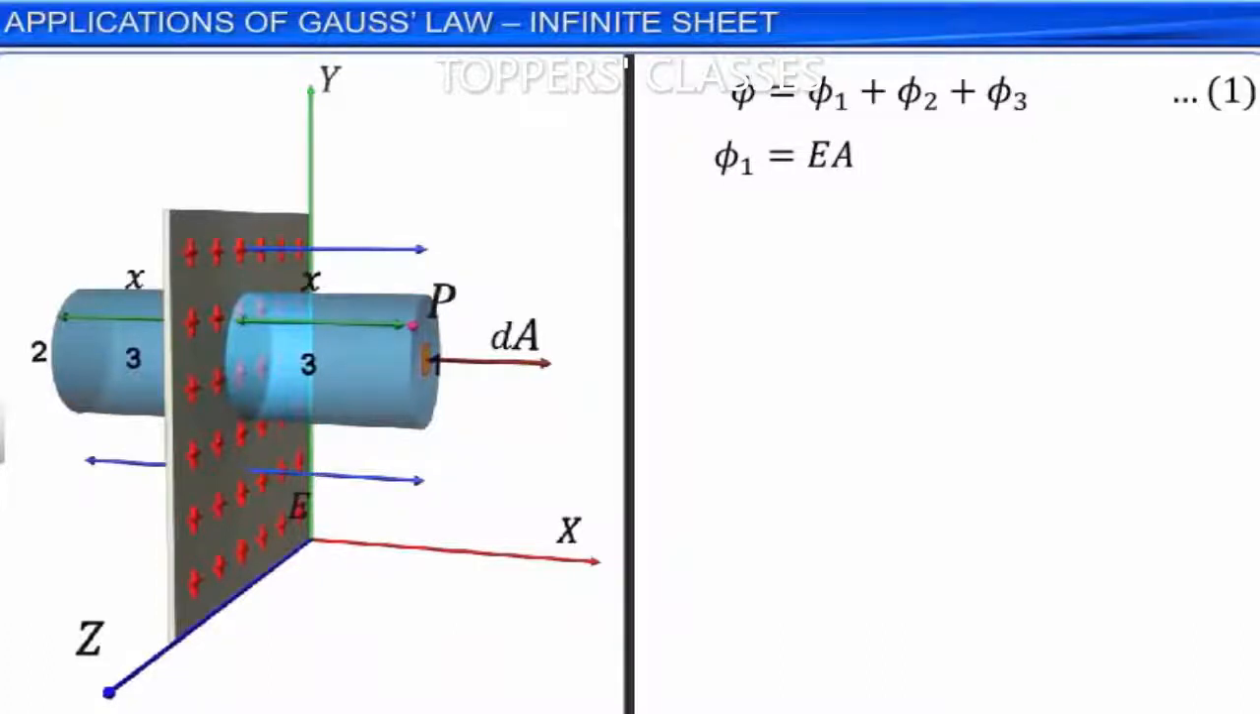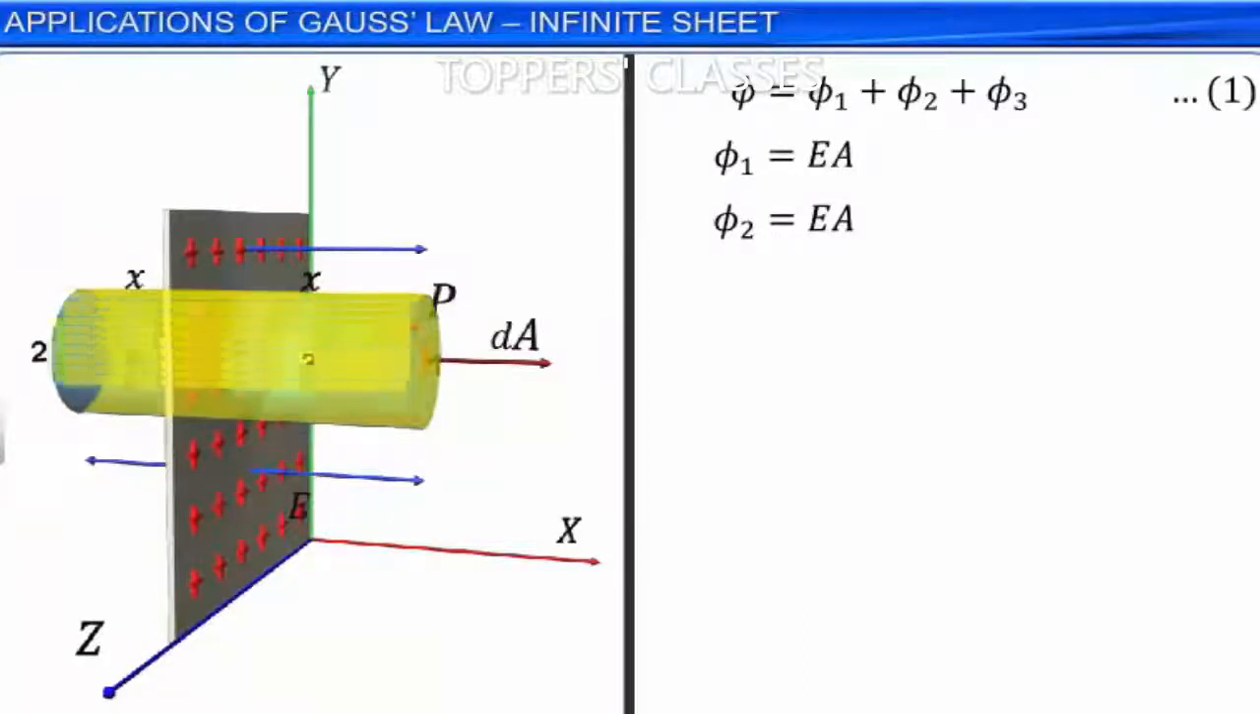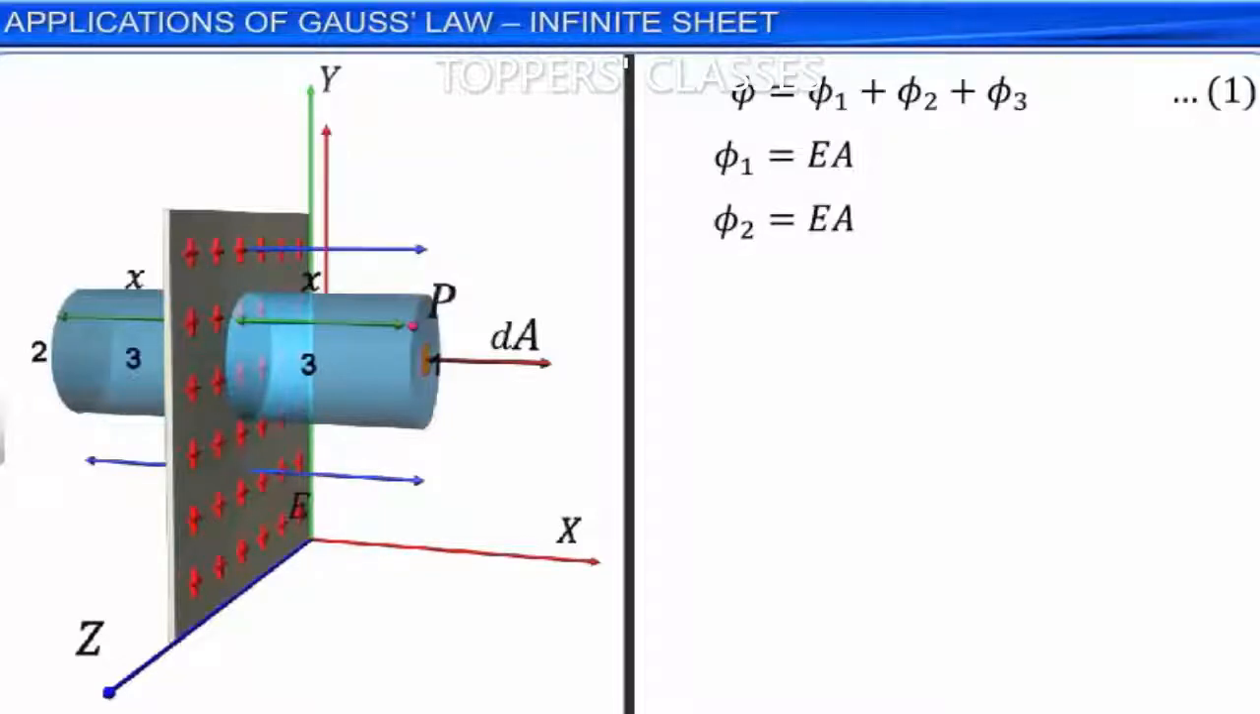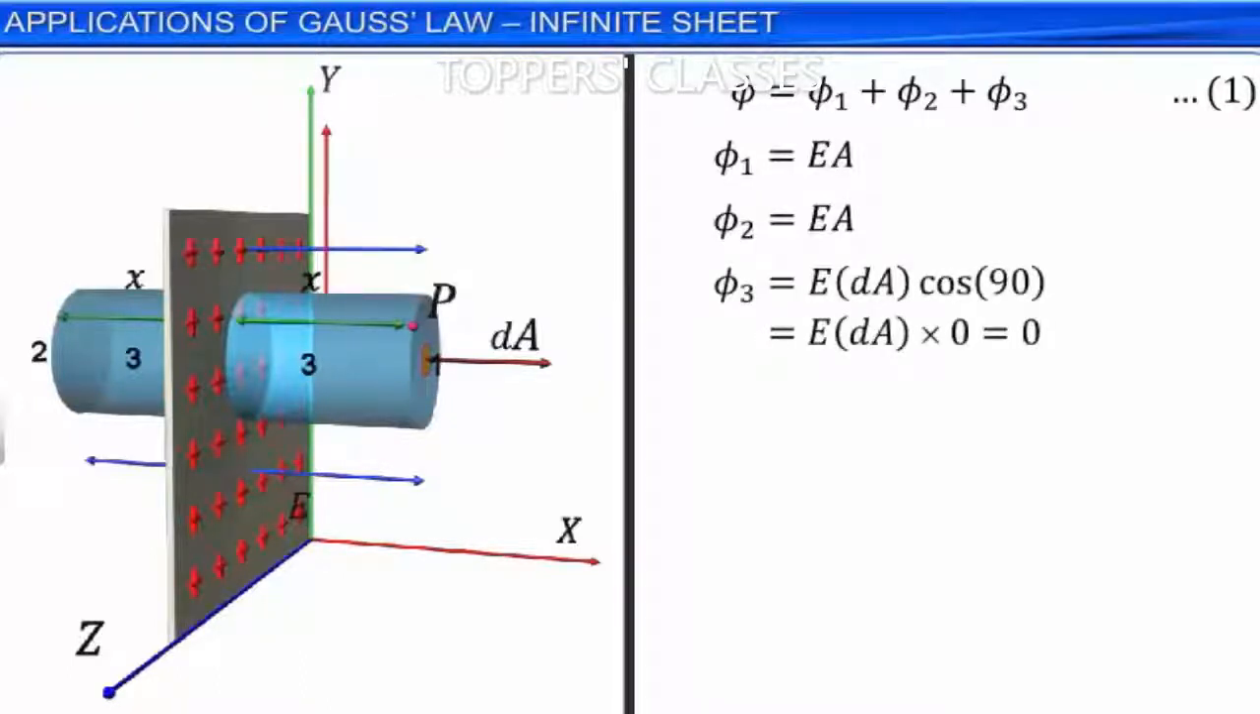also equal to EA. Now consider surface 3, which is the curved surface of the Gaussian cylinder. At every point on the Gaussian cylinder, the electric field strength E and the outward normal to the surface, which represents the area vector, are perpendicular to each other. As the angle between the area vector and the direction of the electric field is 90 degrees, and as cos 90 degrees is 0, we have the flux phi 3 is equal to EdA cos 90, which is equal to 0. Hence, no flux passes through this surface. Thus, the flux phi 3 through this surface is 0.